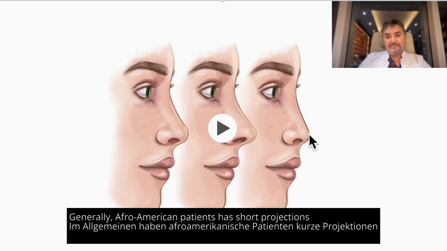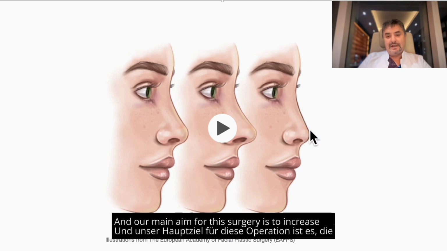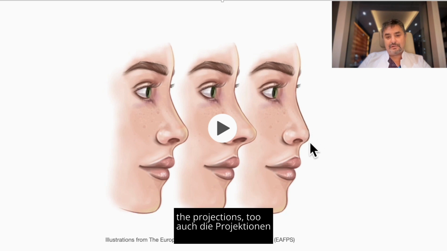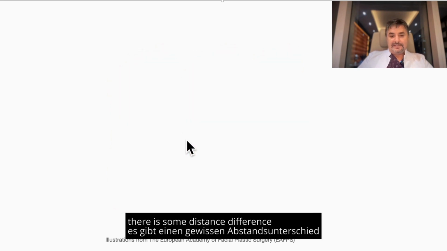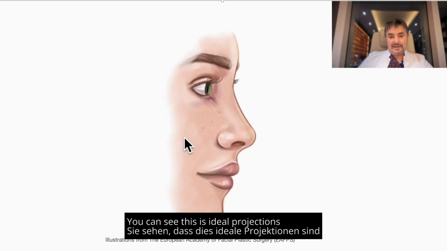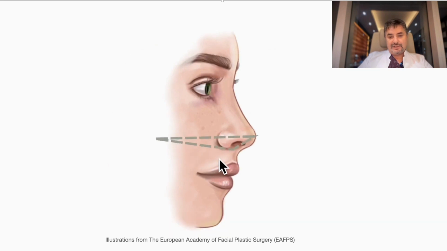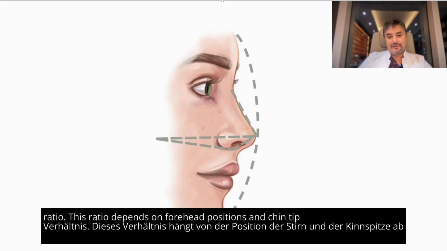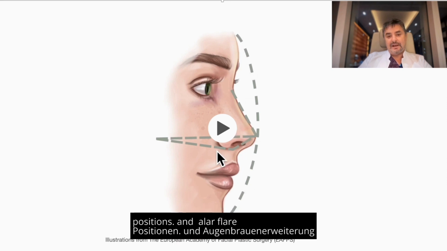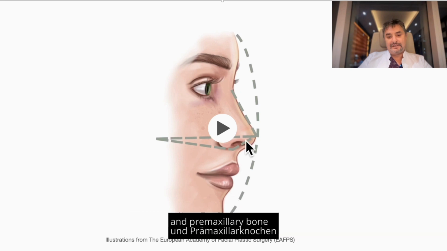Generally Afro-American patients have short projection, and our main aim for this surgery is to increase this projection too. There is some distance difference. You can see this is ideal projection, and the nose projection and other parts of the face, nose, alar wings have some ideal ratio. This ratio depends on forehead position, chin tip position, alar flare and premaxillary bone and chin tip positions.